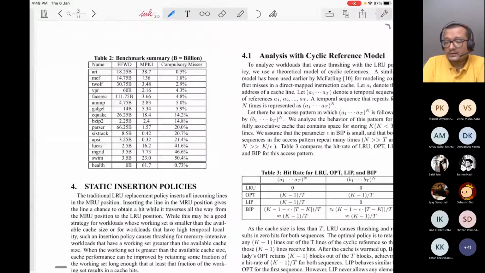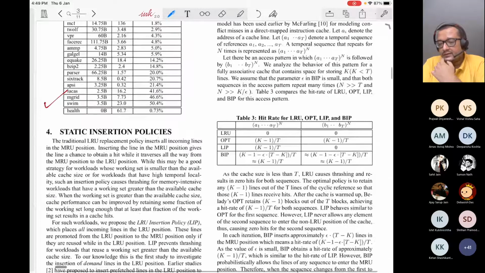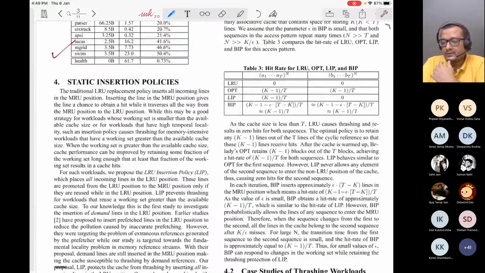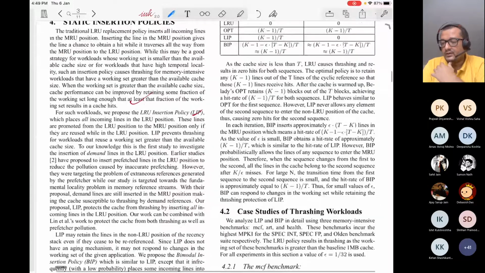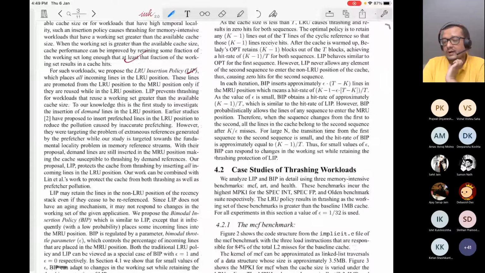And these are the details about the benchmarks. There is a benchmark name followed by MPKI, which is misses per kilo instruction. The more the misses, the more the application is thrashing. Anyway, let's look into the static insertion policy, which is nothing but just doing LIP, and then just doing BIP. So they will actually show what happens.